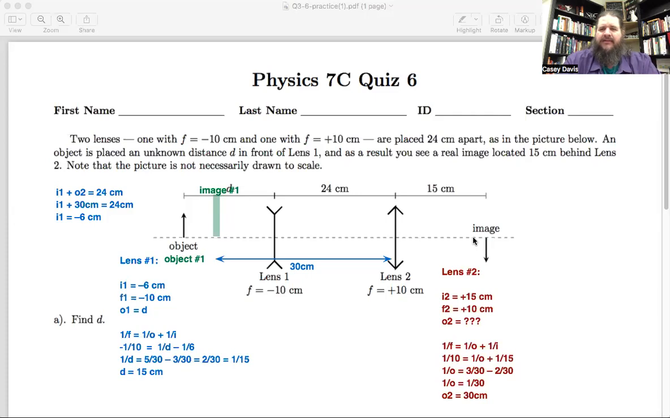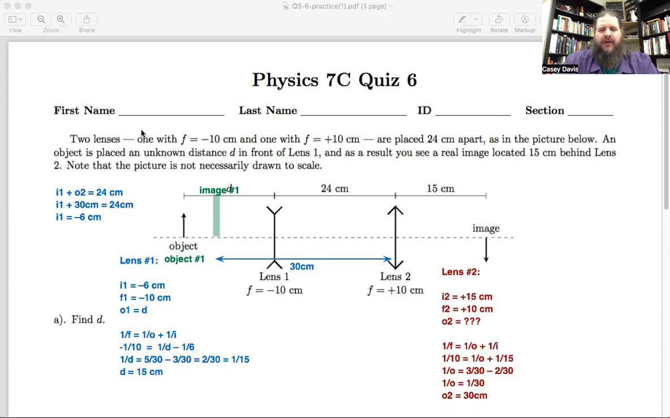Any questions on that? Yeah, actually, I've got another question. So D, how do you know if D should be positive or negative? Like, how do you know?